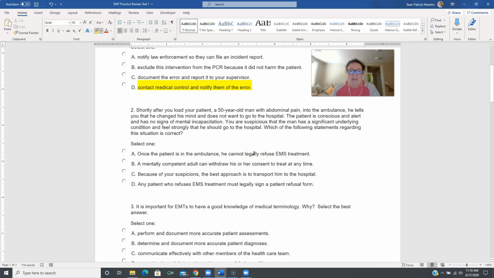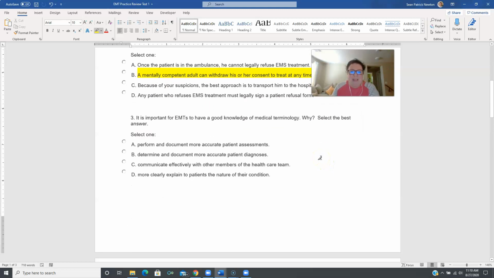D, a patient who refuses EMS treatment must legally sign a patient refusal form. Well, we do have a patient refusal form. We do want them to legally sign, but a patient can actually also refuse to sign your refusal form, and there's a spot for that where you would just sign. So the best answer here is B. A mentally competent patient can withdraw his or her consent at any time.